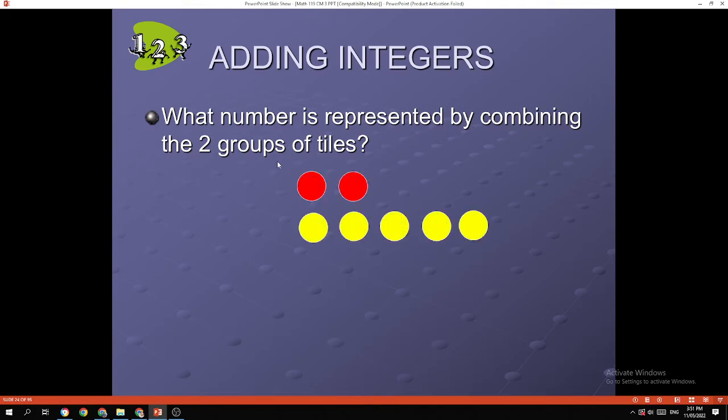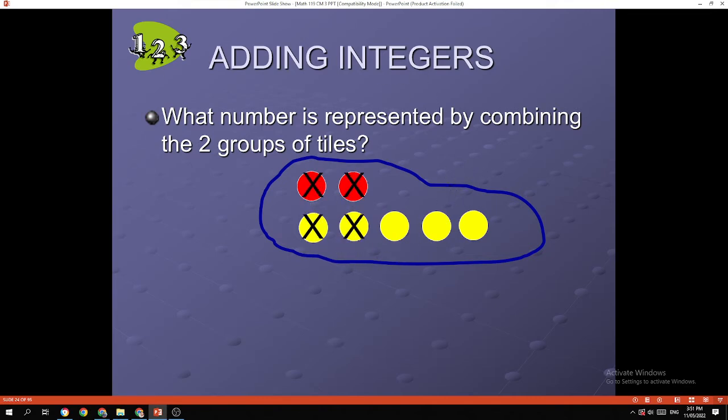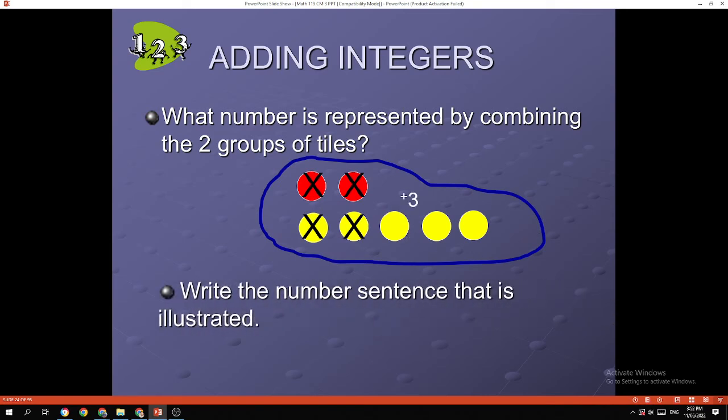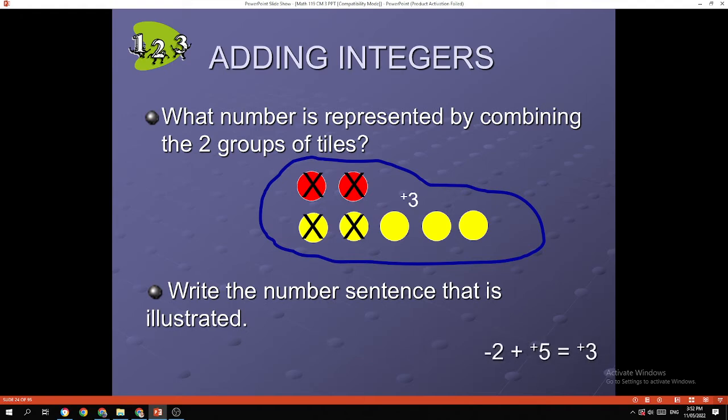Katong duha ka buok, kini positive 2, rather negative 2, kini positive 5. If I'm going to be combining the two groups of tiles, what's the result? What will be left? Positive 3. So take note with this one, ako nang i-crush out ang mga 0 pairs and I am left with positive 3. Therefore, write the number sentence that is illustrated. We have negative 2 plus positive 5 is equal to positive 3.